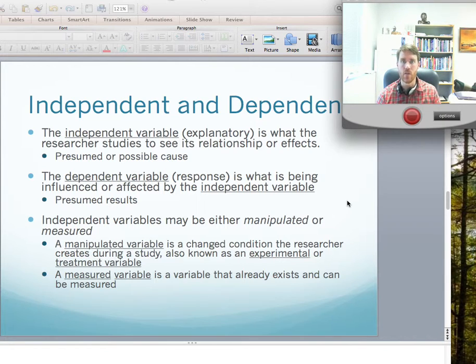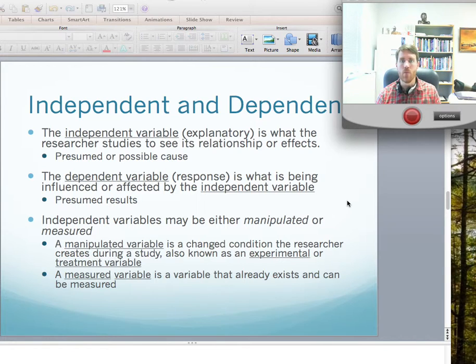It's explaining the relationship. The dependent variable, or what I learned is the response variable, is what is being influenced or affected by that independent variable. It's the results. It's the outcome. So the dependent responds to the explanatory variable as it's influencing it.